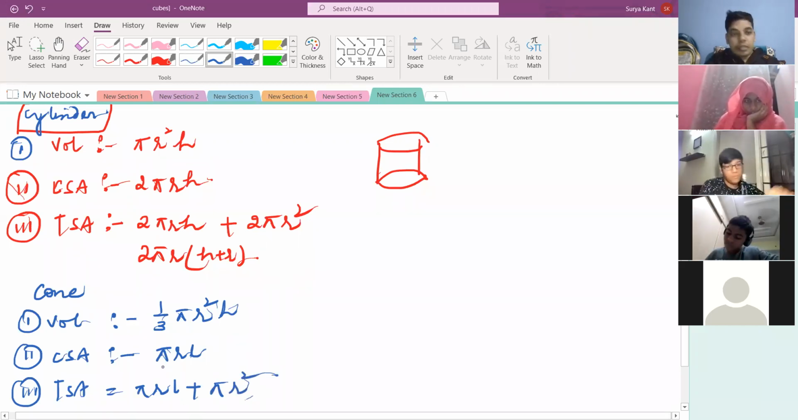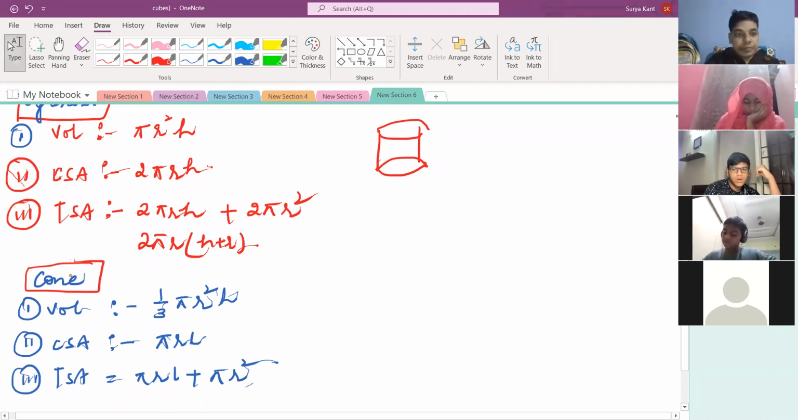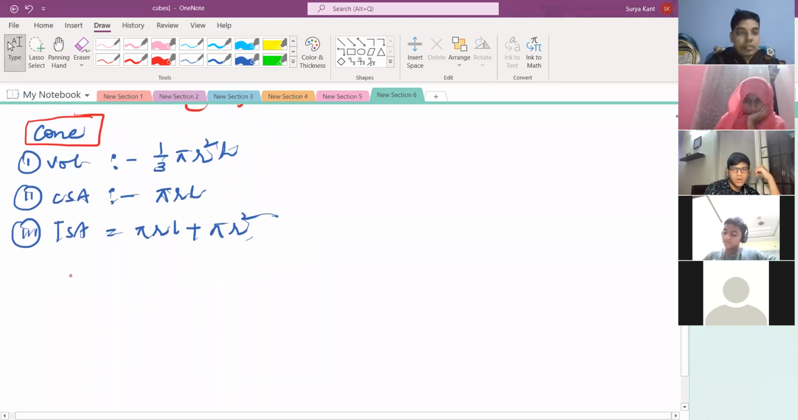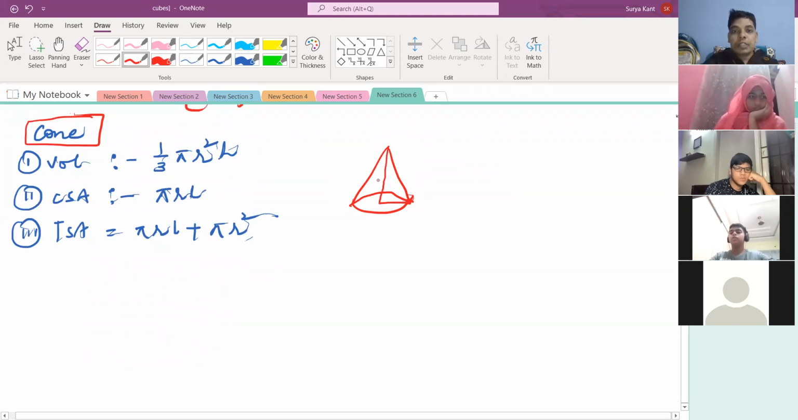Anything else you read apart from this cone? Sphere and hemisphere, okay. In the cone part, try to understand here. You know how to find L if H is given to you. This is your height, this is L. L square equals H square plus R square, by Pythagoras theorem.